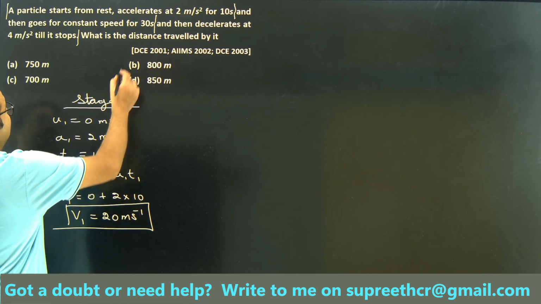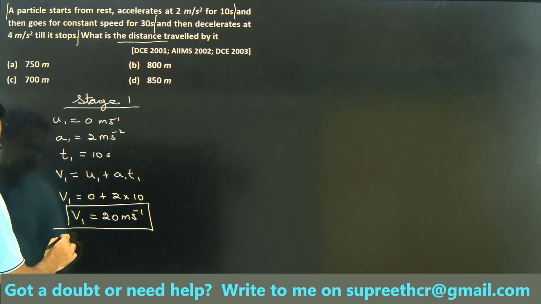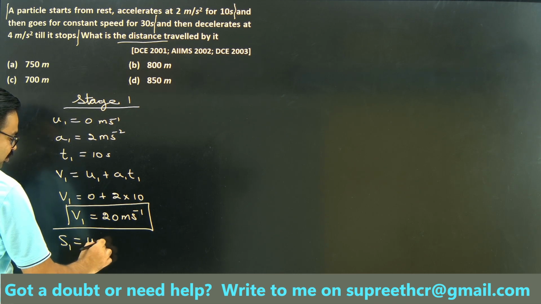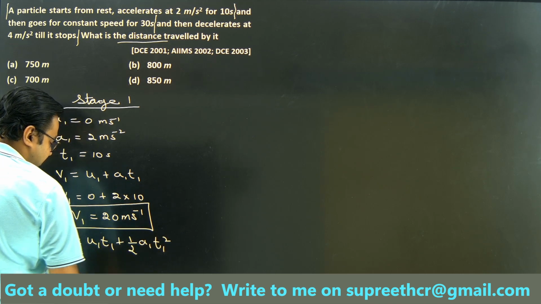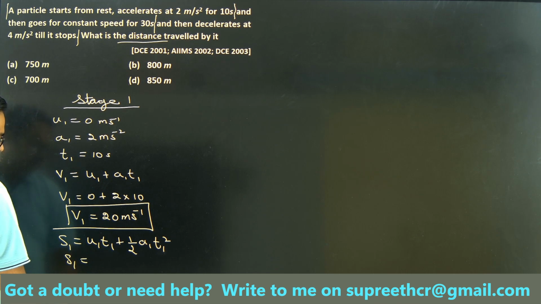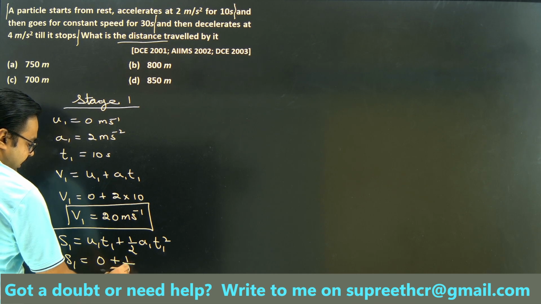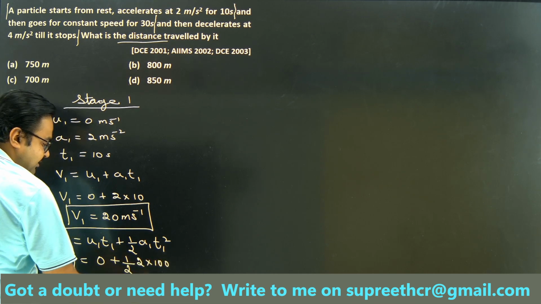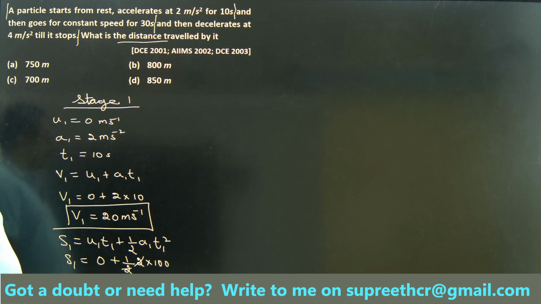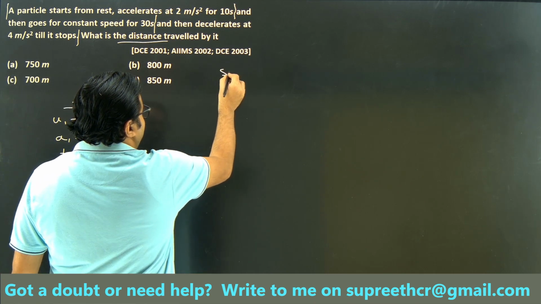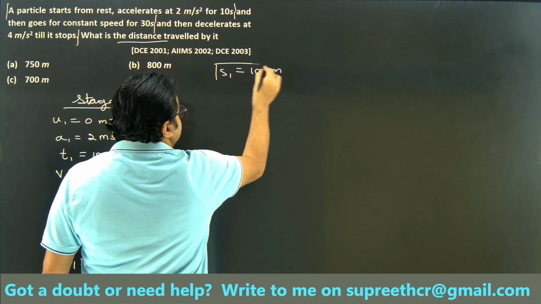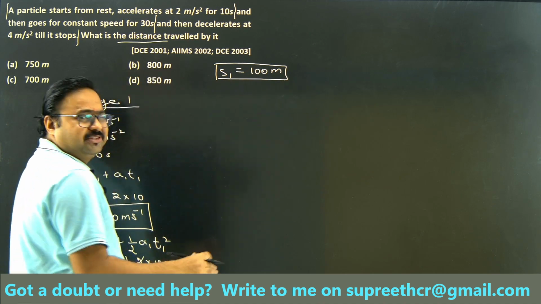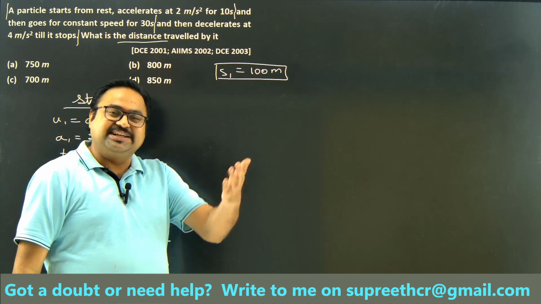The main thing, we finally have to find the distance traveled. So let's also find the displacement in the first stage. It can be written as u1 into t1 plus half a1 into t1 square. So you have s1 equal to u1, my dear friends, which is 0, plus half a1, which is 2, t square is 100. So you have half and 2 getting cancelled. You will see that s1 is equal to 100 meter. This is the distance traveled in the first stage, which is also the displacement because the body isn't changing directions.